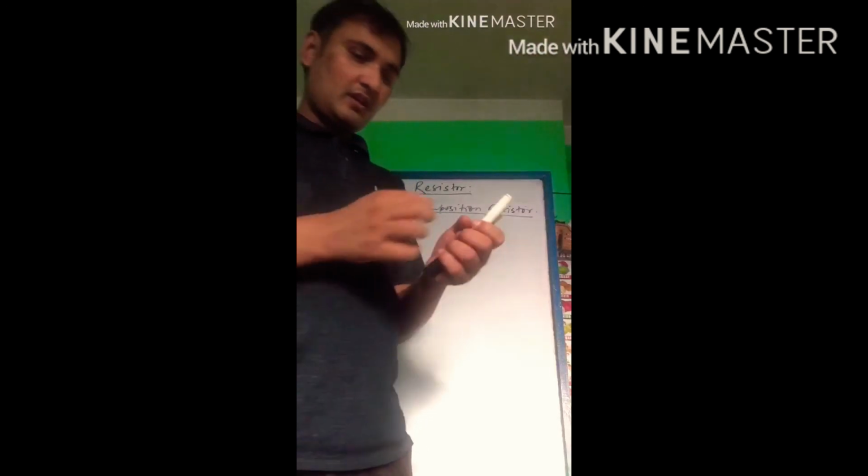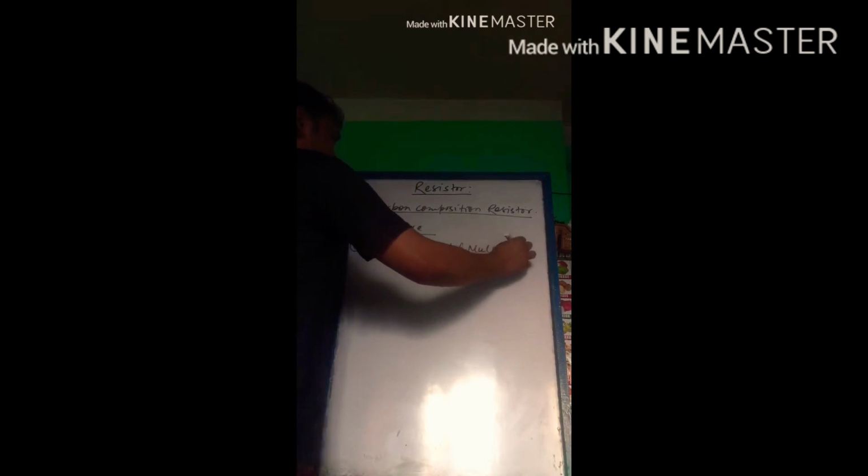The resistance of this carbon composition resistor can be measured in two ways. One is by digital multimeter, and the next one is by color coding method.